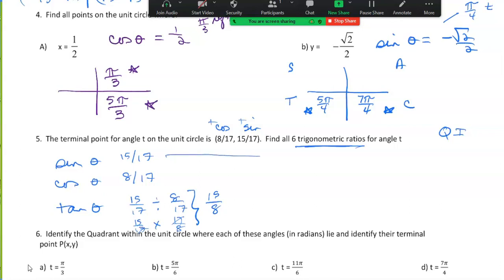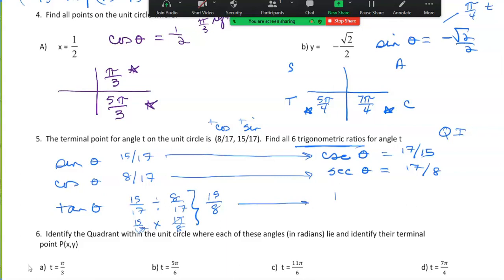Okay, so now let's do the partners. Sine and cosecant, you want to memorize this, this is from chapter 5, are reciprocals. So therefore, if sine is 15 over 17, cosecant of the angle is 17 over 15. Cosine has a reciprocal partner with secant, and therefore flip that fraction. And likewise, tan has a reciprocal partner with cotan. So flip over the 15/8 and make it 8/15, and you have all 6 trig ratios.